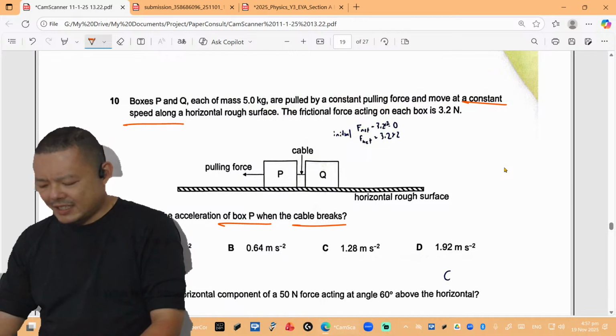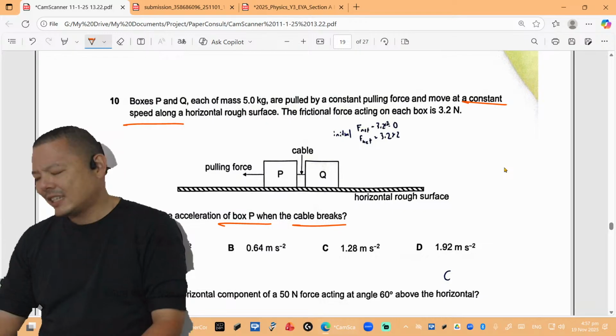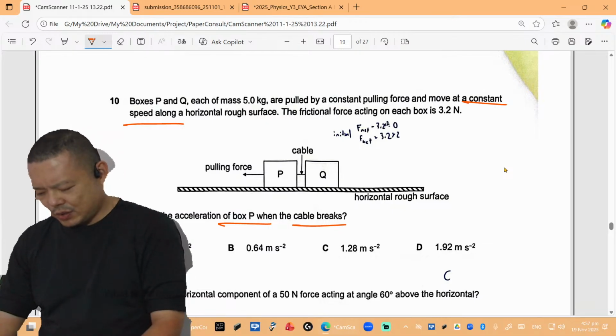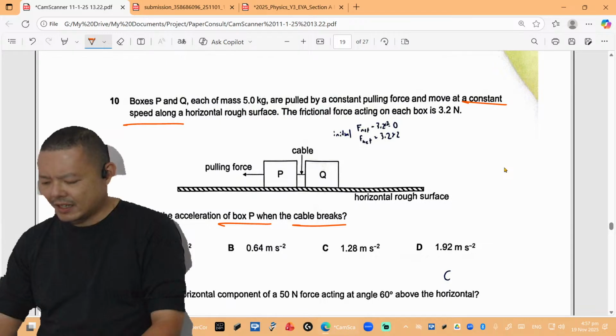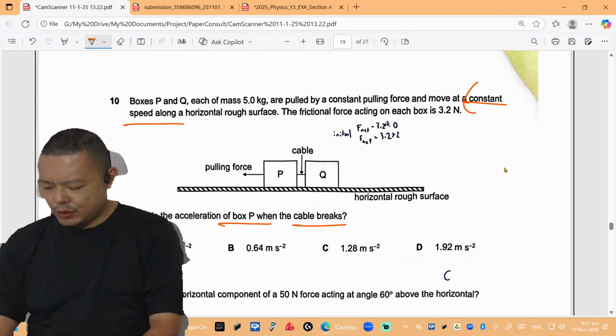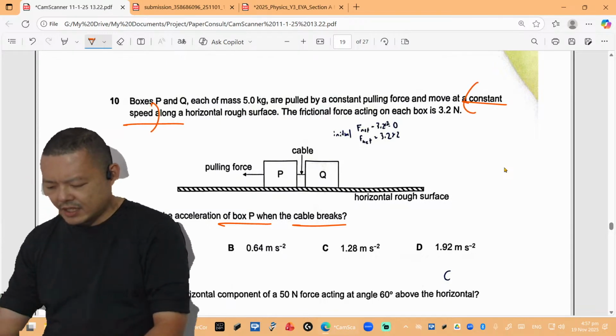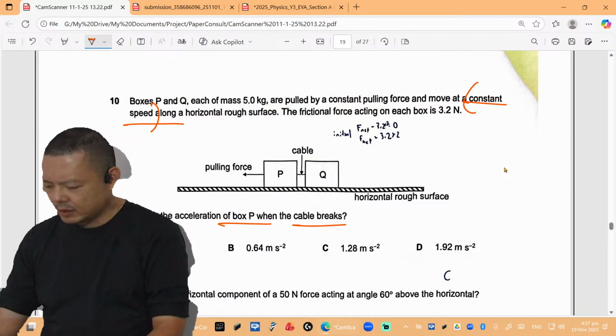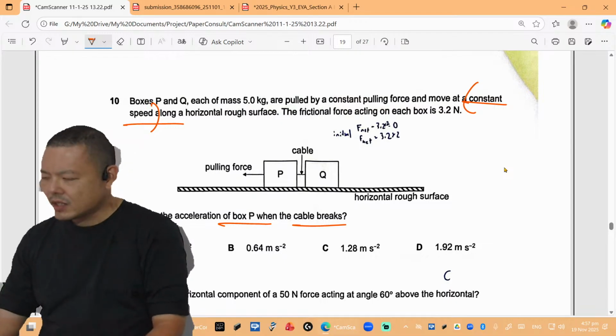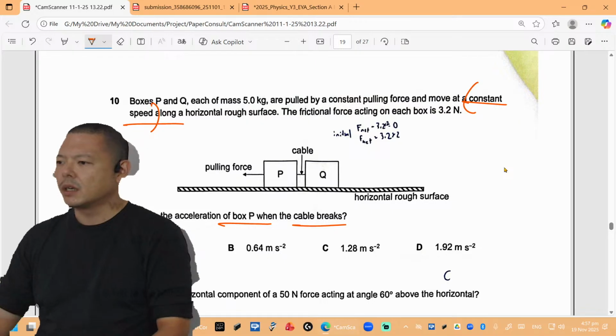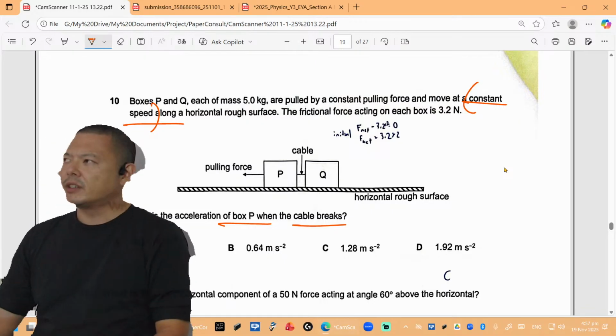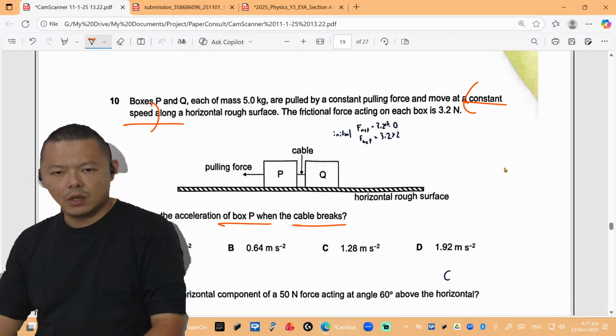So the question is this. This is the application, but you should be able to do it. The key phrase that you should have paid attention to is constant speed. I didn't see you highlight it on your question paper. So what's the deal with constant speed? Zero acceleration means what? No resultant force.